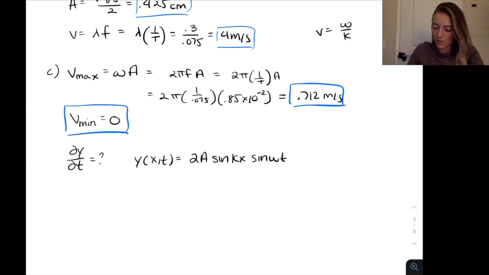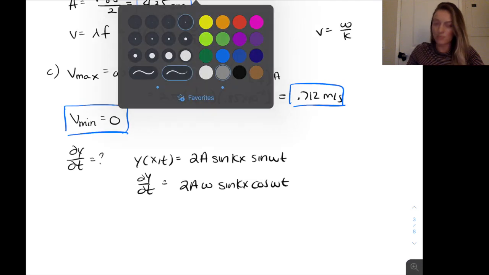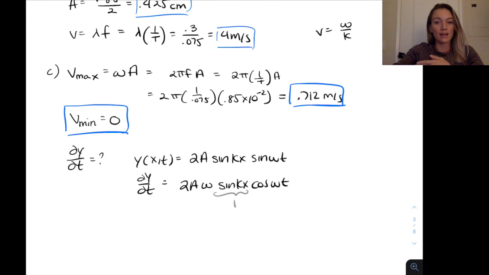So that will give you 2a, we'll have an omega come out, and we'll have sine kx cosine omega t, and the omega comes from the chain rule in here. So then you say, okay, well, we're at some point, some antinode point. So the point along the x-axis is determined here, where we have sine kx. So at an antinode, this term here will be equal to 1 because sine is at its maximum, so that means we're at an antinode.